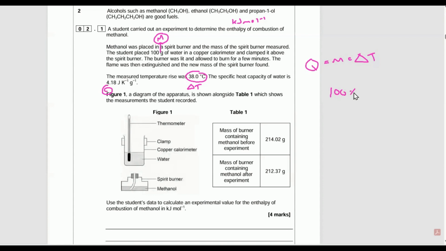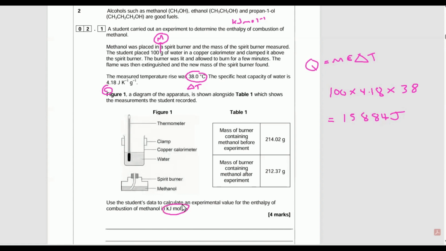So we want to do 100 times c, that's a really baby c there, the specific heat capacity of 4.18. So we're going to go 100 times 4.18, and then times it by the temperature change. Sometimes they give you the initial and the final temperature, or sometimes you've got to work out the initial or final temperature. But here they're giving us the actual change for us, so that simplifies things. So we just want to do 100 times 4.18 times 38, and that is going to give us 15,884 joules.